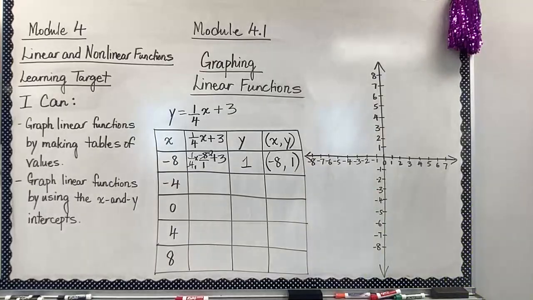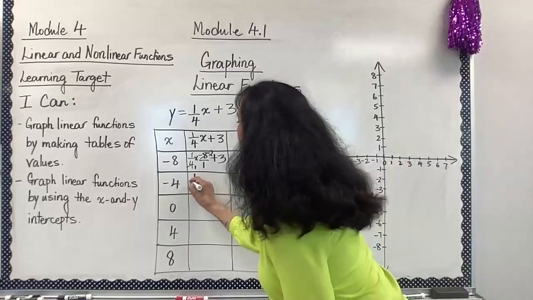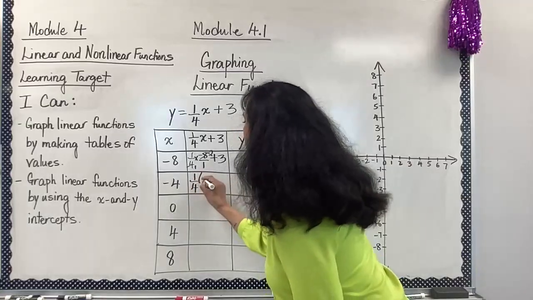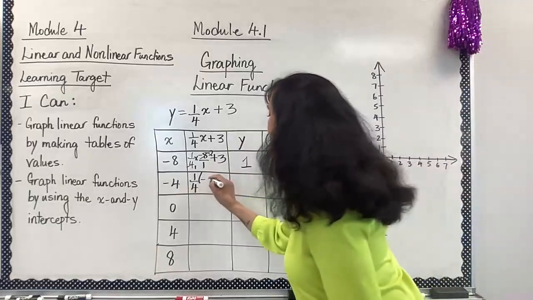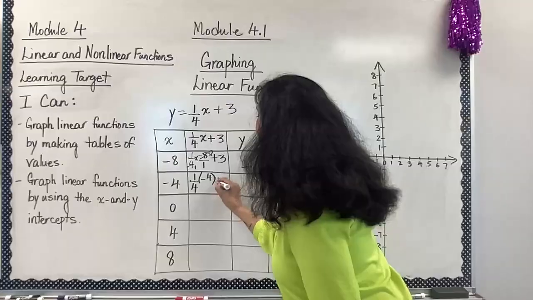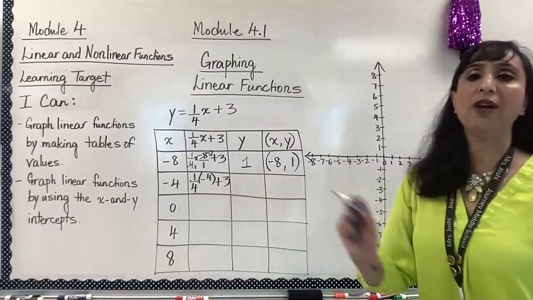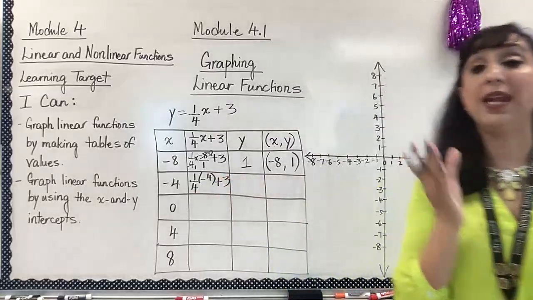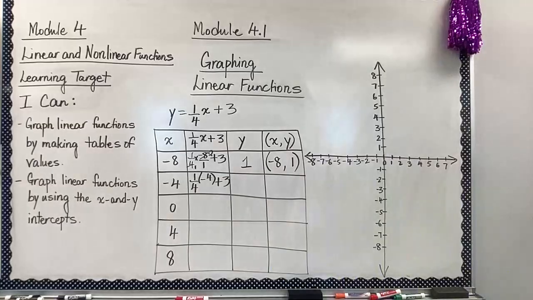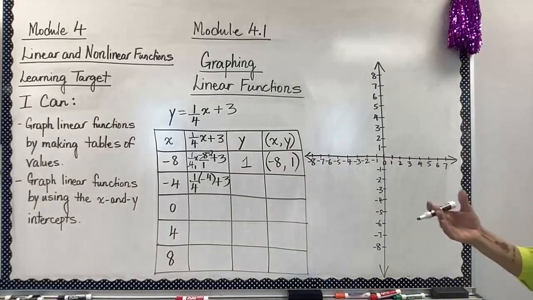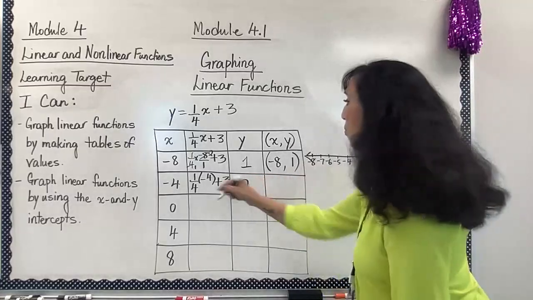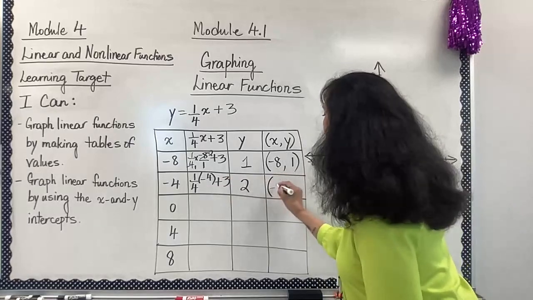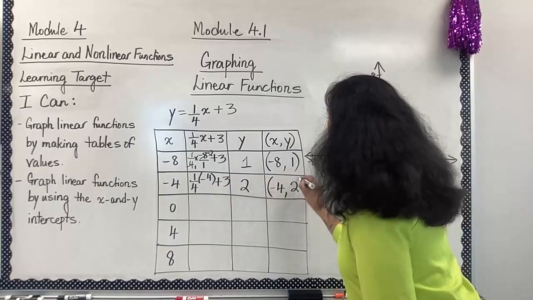Let's look at the next one. I have 1/4 times what? Negative 4. X is negative 4 plus 3. Negative 4 divided by 4 gives me negative 1. And then I have plus 3 and that gives me 2 as my answer. So when x is negative 4, y is 2.